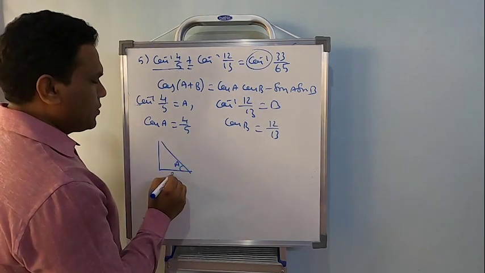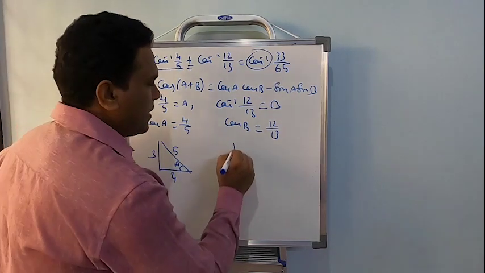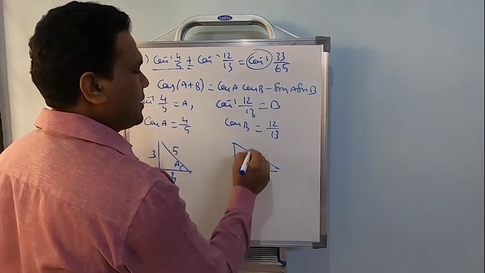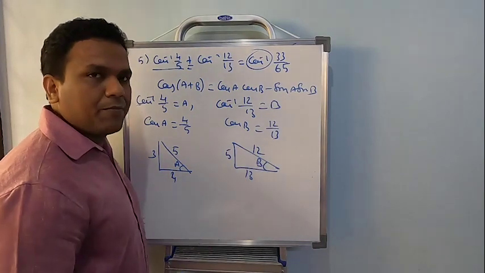So this is A, so this will be 4, 5, of course you can find this side will be 3. And for the second triangle this is B, so this will be 12, 13, 5. You can just check, it's going to be 25, so this will be 5.